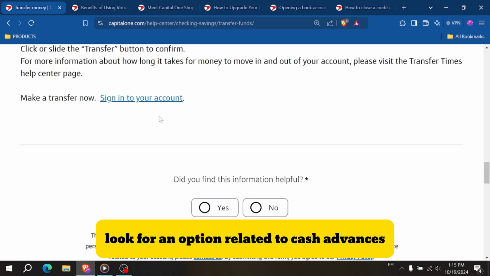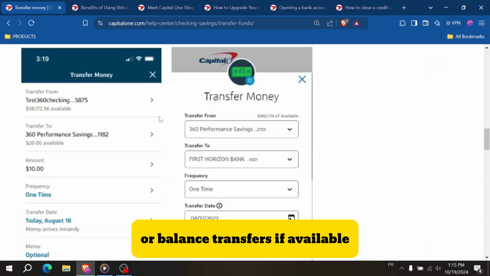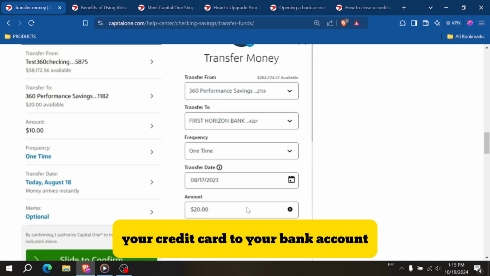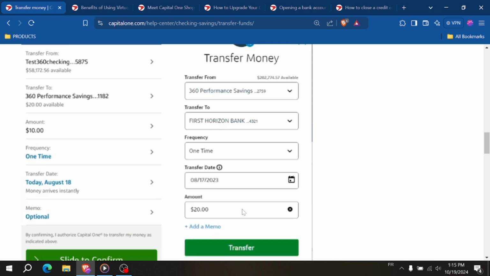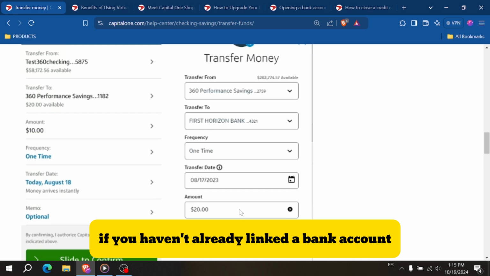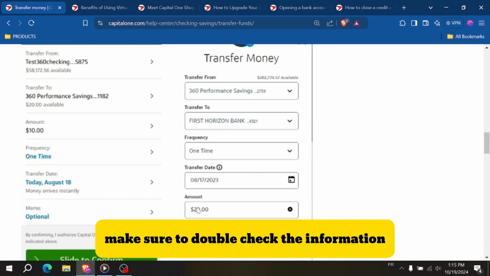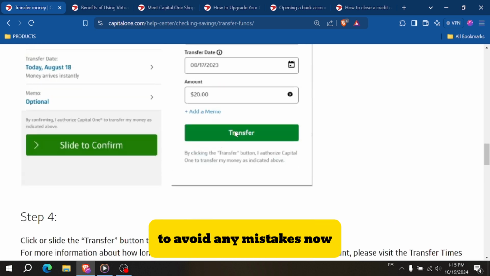Look for an option related to cash advances or balance transfers. If available, you'll be able to transfer cash directly from your credit card to your bank account. If you haven't already linked a bank account, you need to enter your bank account details such as your routing number and account number. Make sure to double check the information to avoid any mistakes.